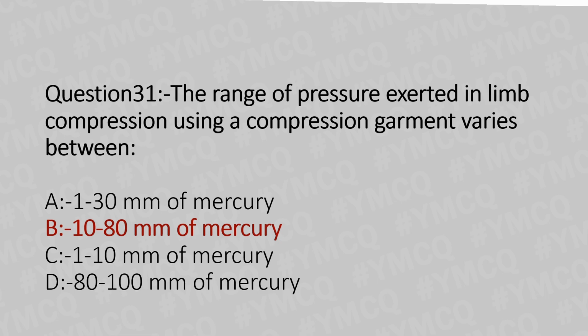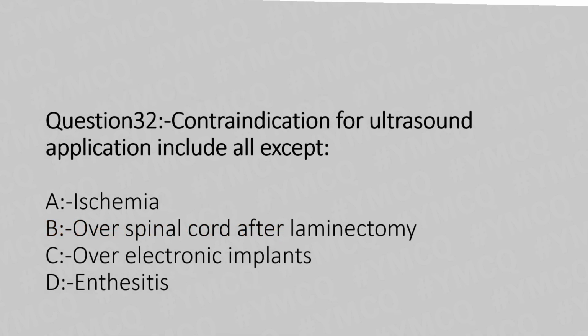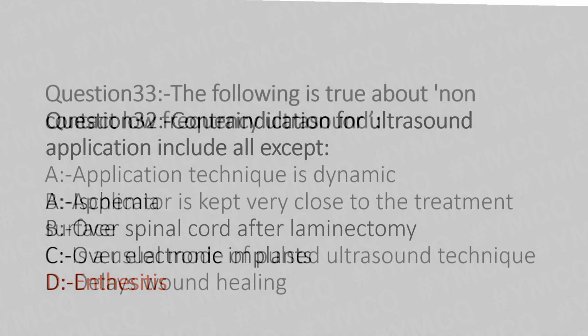Now let's move to question number 32. Contraindication for ultrasound application includes all except: option A, ischemia; option B, over spinal cord after laminectomy; option C, over electronic implant; option D, enthesitis. And the answer is option D, enthesitis.